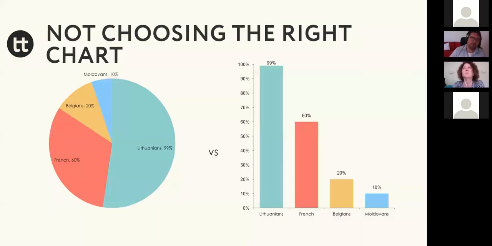In terms of not choosing the right chart type, we had a couple of examples of this in the WTF Viz. This is a good example where we have Lithuanians said 99%, this is all, again, made up data. I don't know what 99% of Lithuanians think. 20% of Belgians and 10% of Moldovans. Obviously, that pie chart does not equal 100%. Pie charts should only be used in part to whole relationships. So we can go ahead and take that into a bar chart that shows 99% of Lithuanians think something.